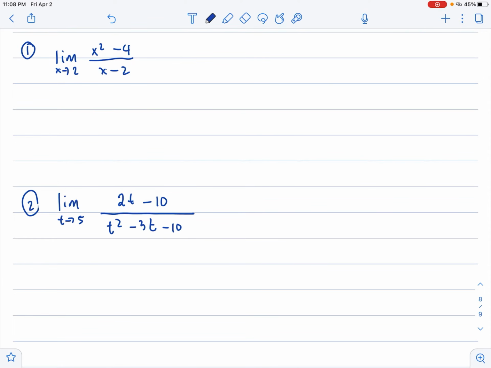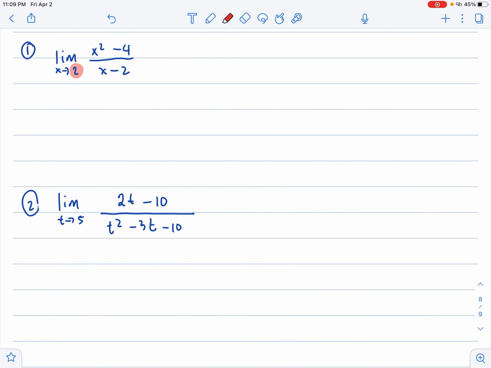Now this is a rational function and napag-aralan natin sa previous videos na pwede na tayong mag-substitute directly as long as the denominator is not equal to 0. Pero kung mapapansin nyo, pag sinubstitute natin yung 2 dun sa x, ay magkakaroon tayo ng 0 divided by 0, which cannot be. So ano gagawin natin pag ganito yung sitwasyon?